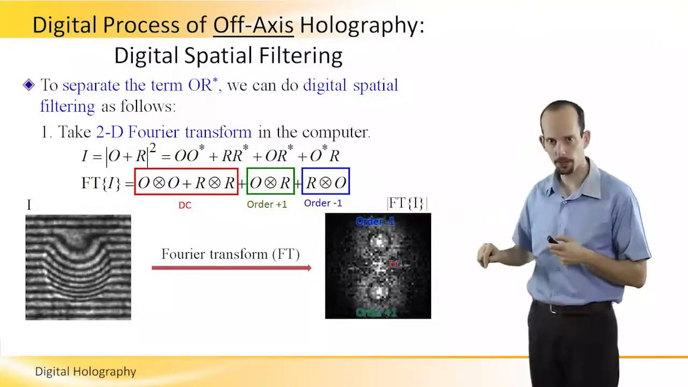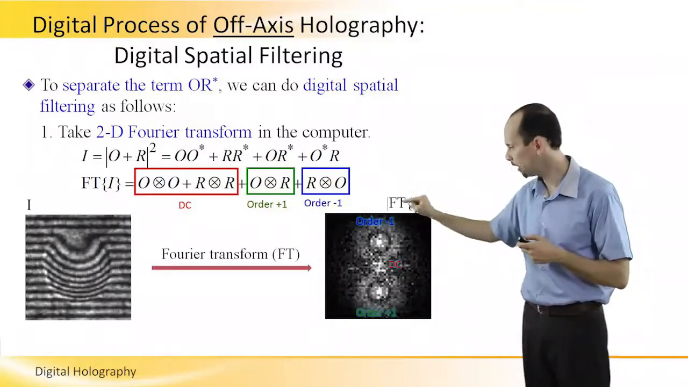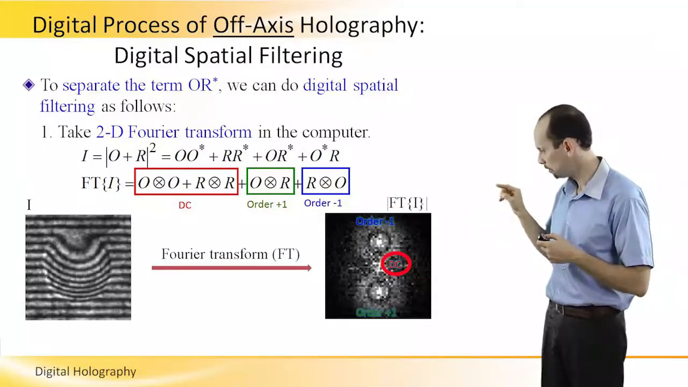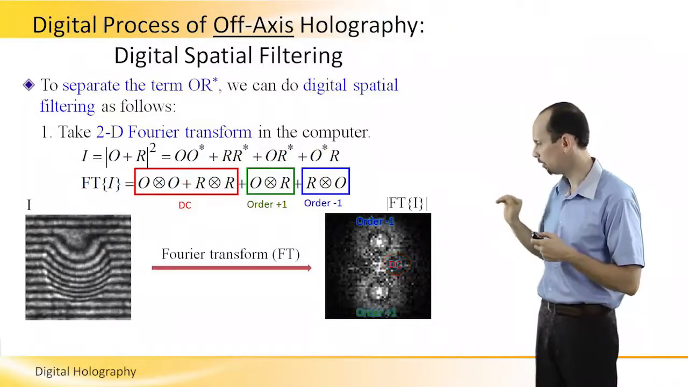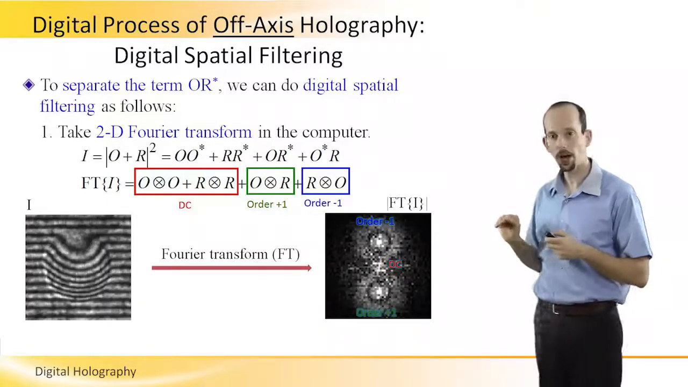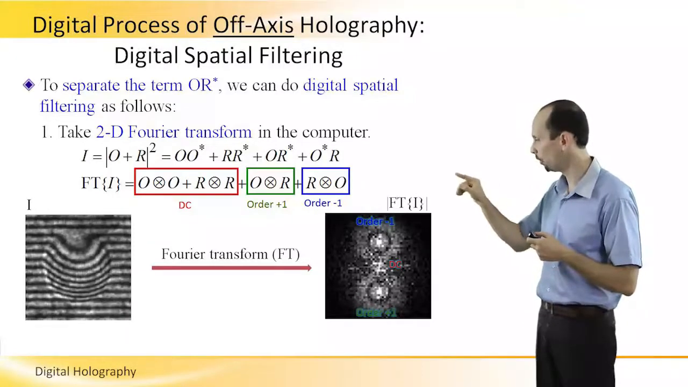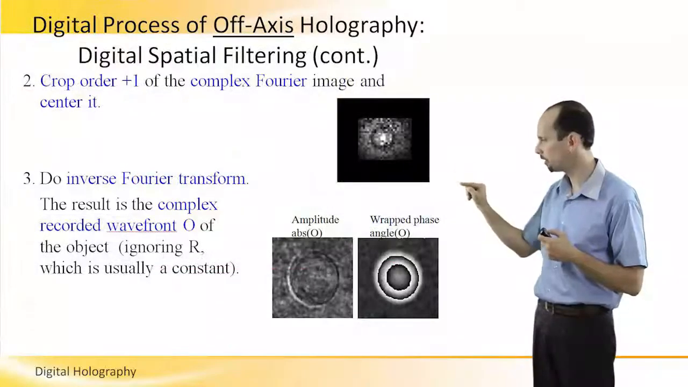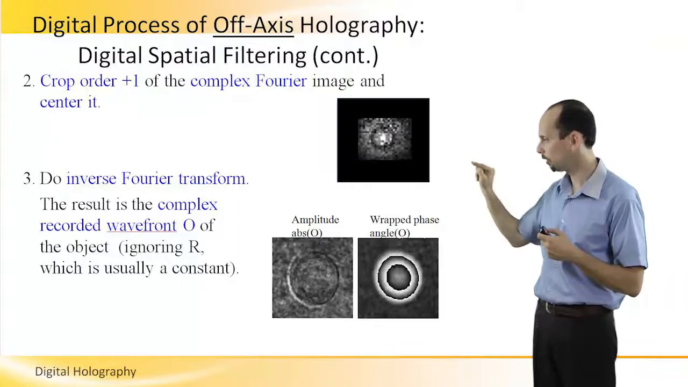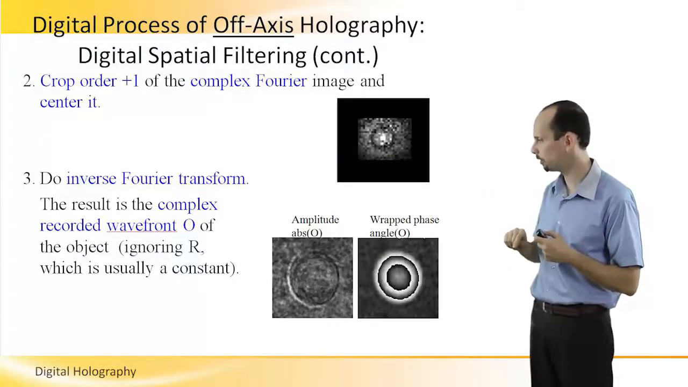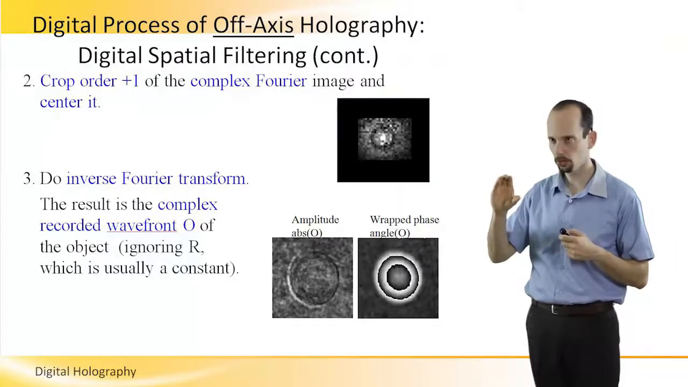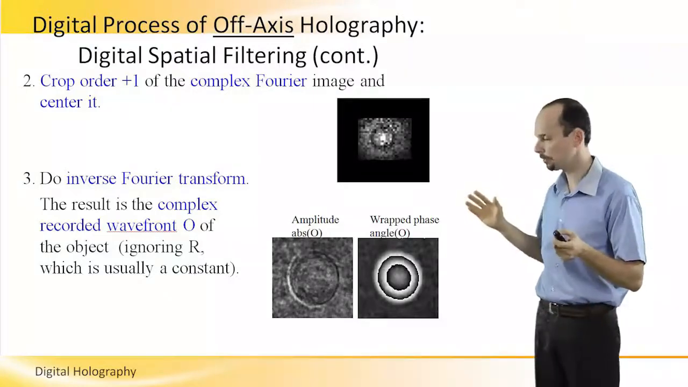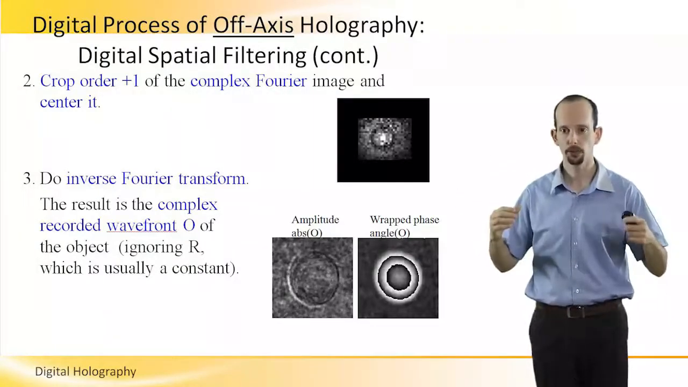And the two first elements are the DC terms because they are positioned in the middle of the Fourier transform plane, in the origin of the Fourier transform plane. And then what I can do next, because I just want O multiplied by R conjugate, I can crop this +1 order, the complex Fourier transform of this +1 order, center it in order to get rid of the carrier frequency, and do an inverse Fourier transform in order to go back into the image plane.